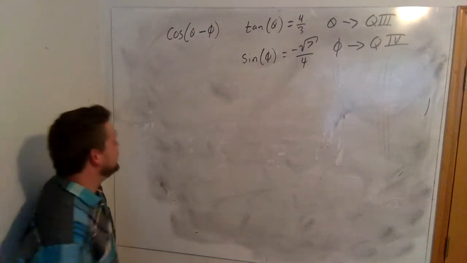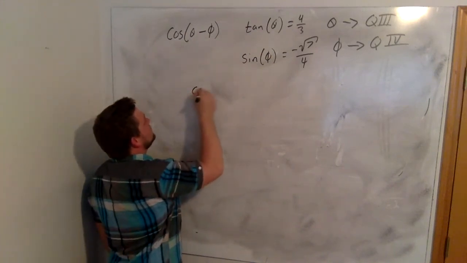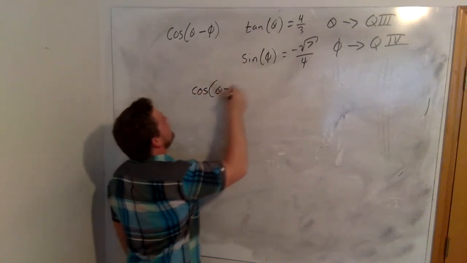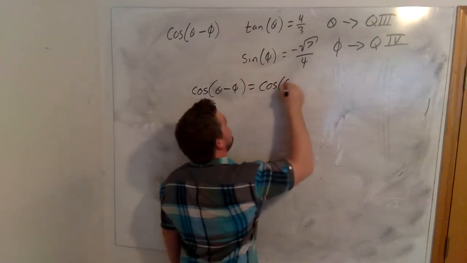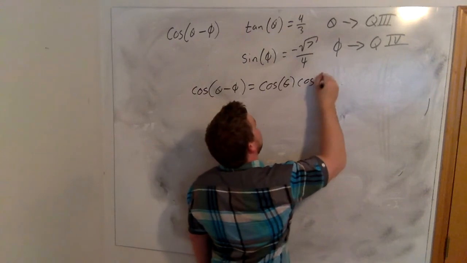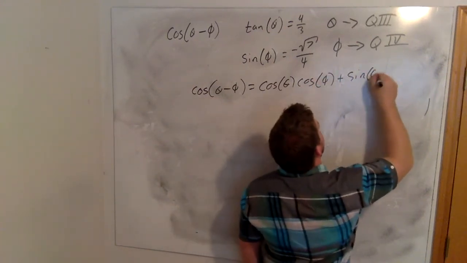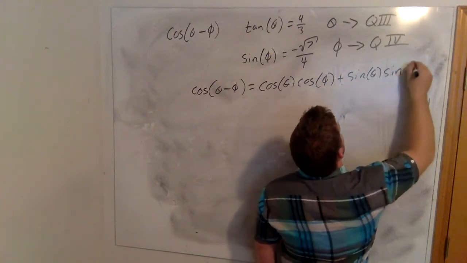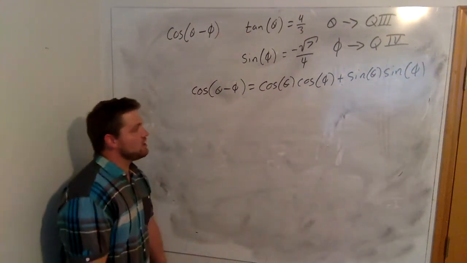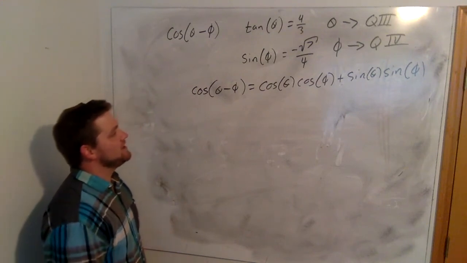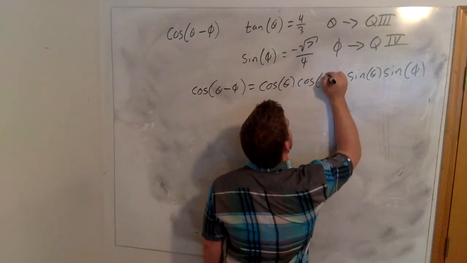Okay, let's do it. Let's use the subtraction formula for cosine. So here we have cosine of theta minus phi. That'll be equal to the cosine of theta times the cosine of phi, plus the sine of theta times the sine of phi. So we need to know what sine and cosine are of theta and what cosine and sine of phi are. So what are we going to do? We're going to draw a triangle.